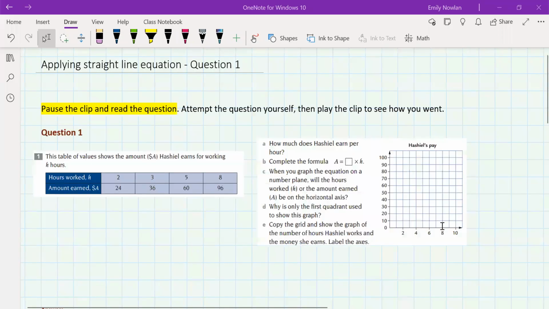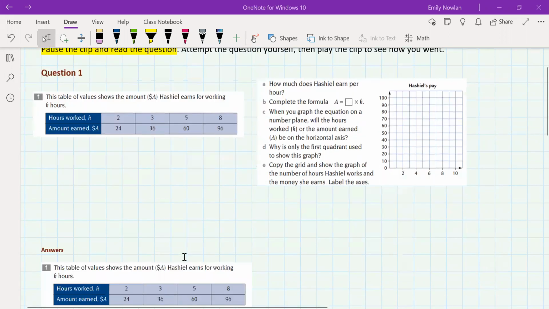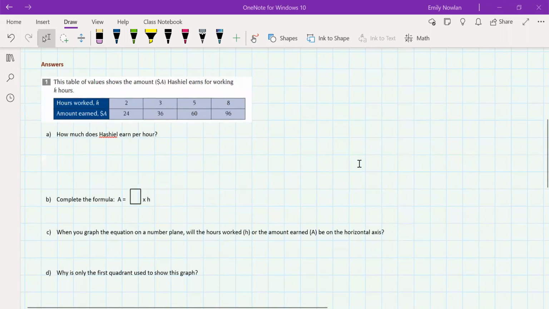Hello everyone, we're going to do a question involving applying the straight line equation. This is question 1. I'm expecting that you're reading this now and you're going to give it a go. So pause this, read it, and then give it a go yourself. Okay, so I assume you've given it a go, you've unpaused. Let's have a look at this first question.